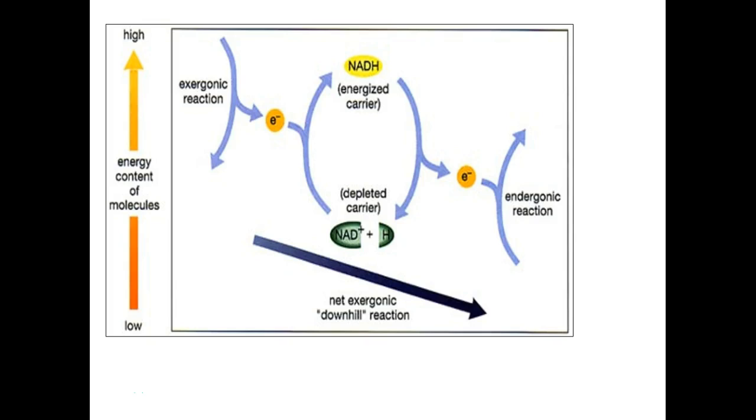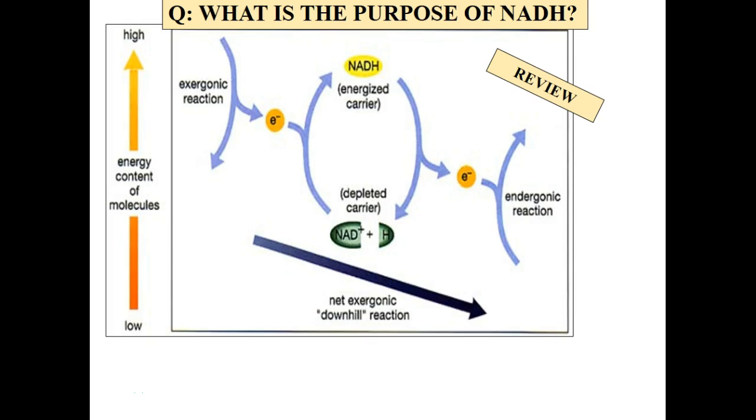Next slide, we have just a little review for you. So what is the purpose of NADH here? Okay, so let's just take a look here. We've got the exergonic reactions of glycolysis releasing electrons, and where do they go? Okay, so they go to NAD to make NADH. Okay, and then NADH is eventually going to release those electrons to drive an endergonic reaction, which will be about the synthesis of ATP.